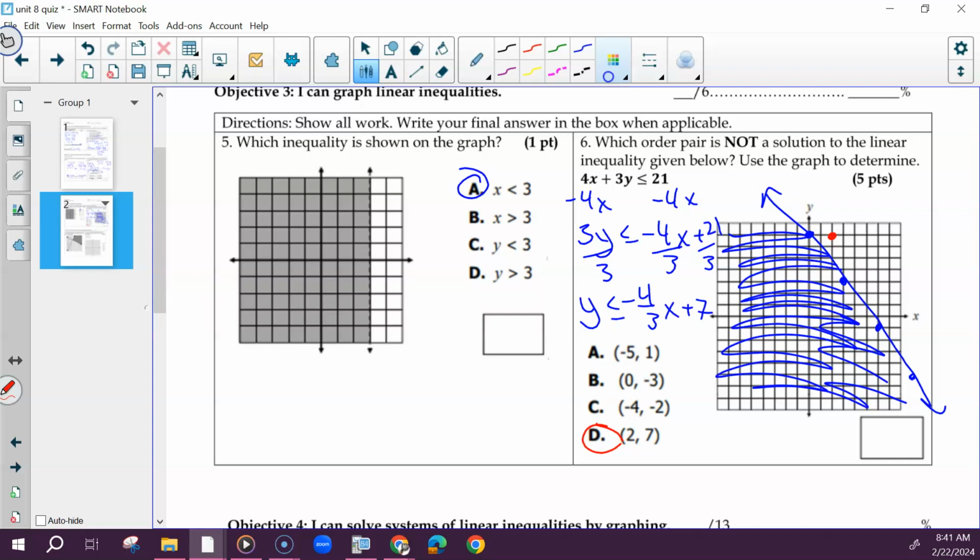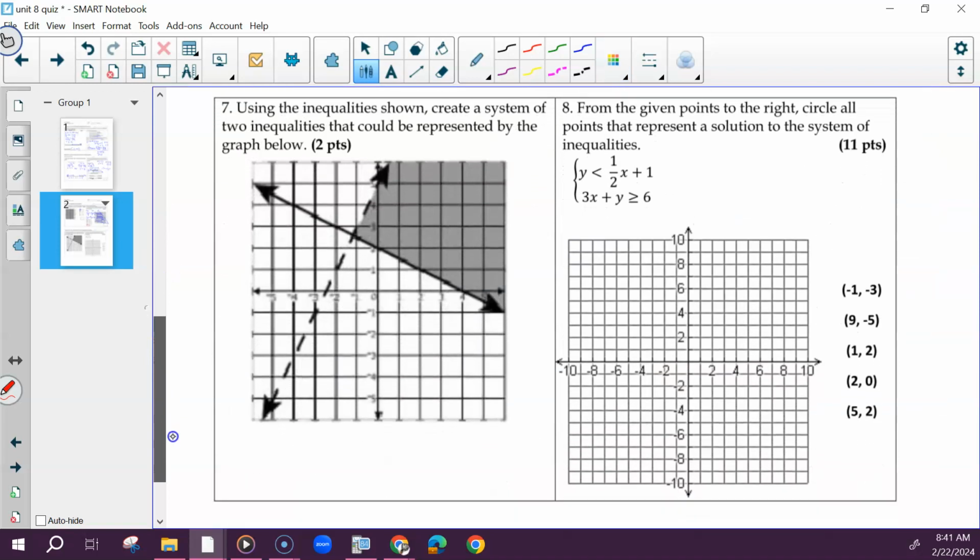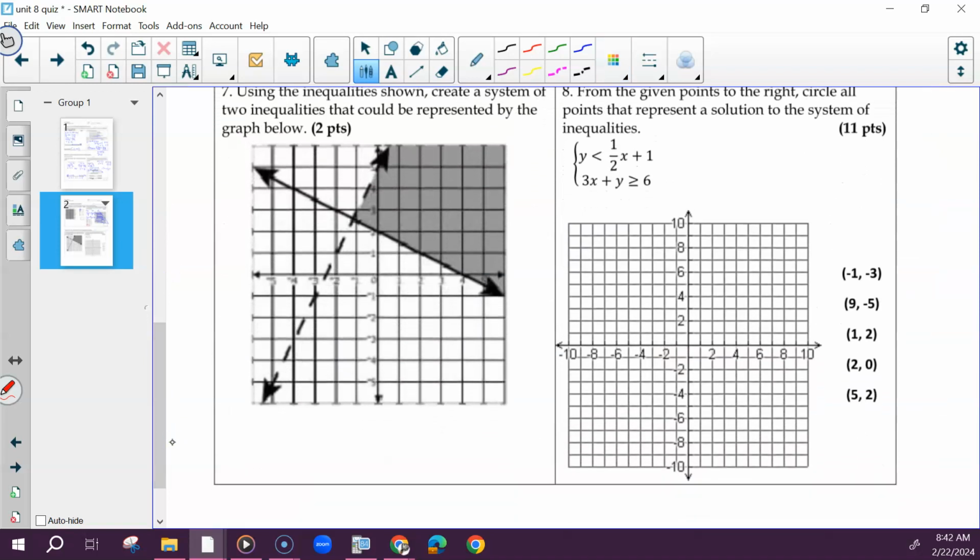And then the last section. For number 7, we had to find two inequalities. I'm going to start with the solid line. This starts at positive 2, and if I counted my slope, I'm going down 1 to the left 2, so that would be negative 1/2. I know it's a solid line, so it has to be equal to. And this is shaded above the line, so that would be greater than or equal to.